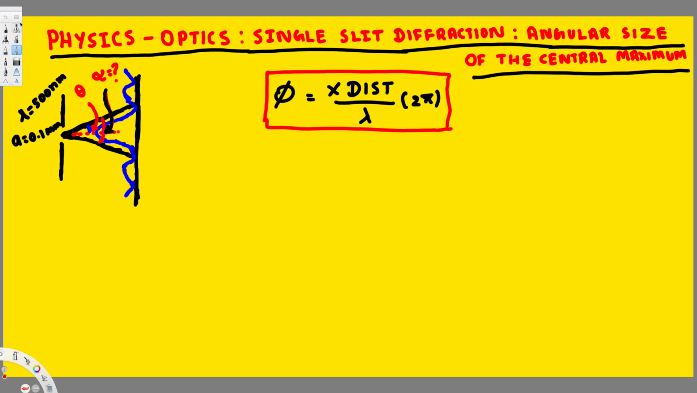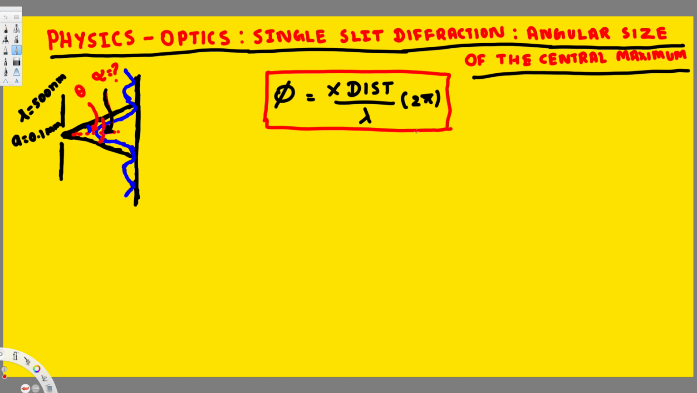In this video we are going to see how to find the width of this central maxima in angle. Now the given information are the wavelength of this wave, that is 500 nanometer, and also we have the slit width, that is 0.1 millimeter.